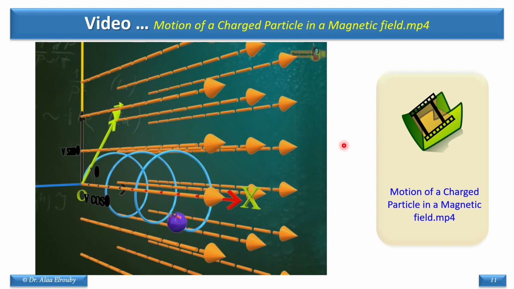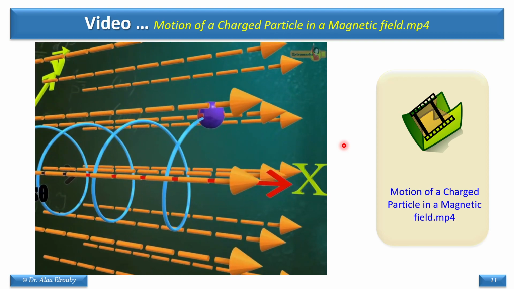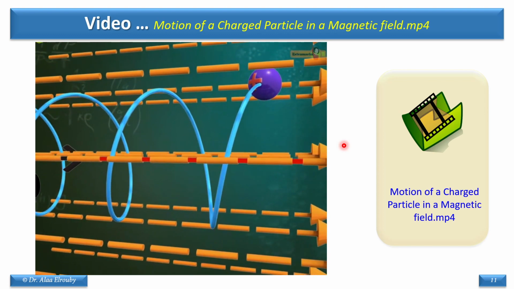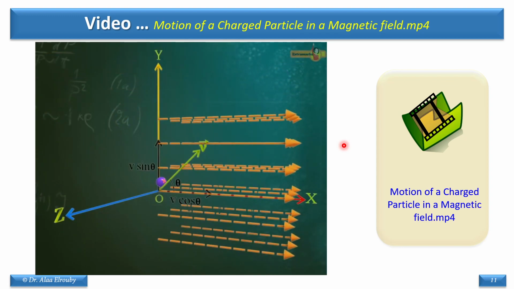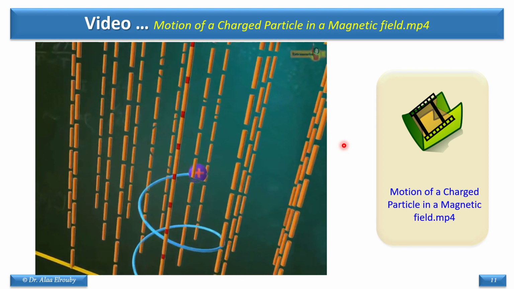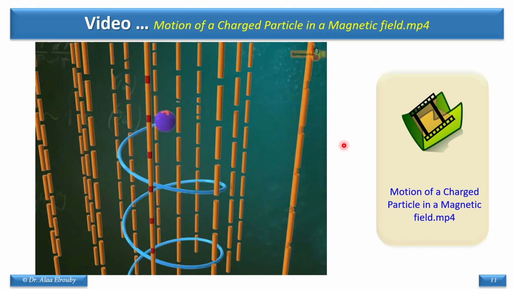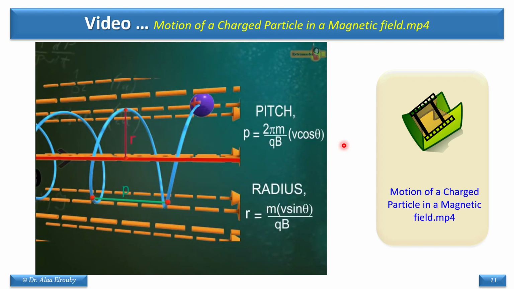Due to the parallel component of the velocity, no force acts on the particle and it continues to move parallel to the magnetic field along a straight line with the velocity v cos theta. The combined effect of linear motion along the field and circular motion in a plane perpendicular to the field is helical motion, with the axis of the helix along the magnetic field. A helix is characterized by its pitch and the radius. Pitch is the linear distance covered by the particle along the magnetic field in one complete cycle.